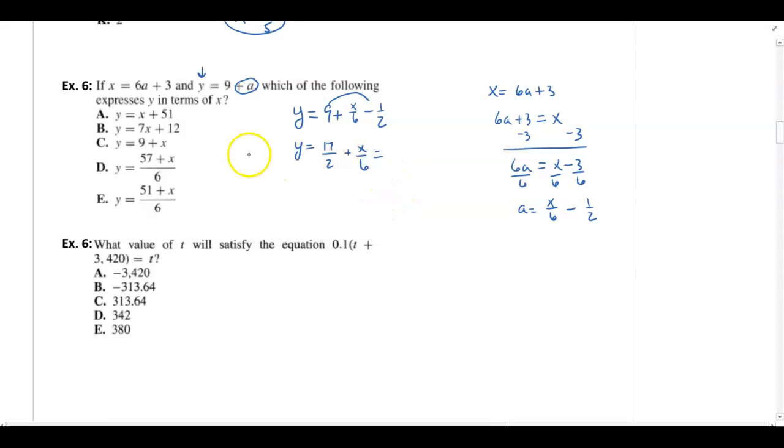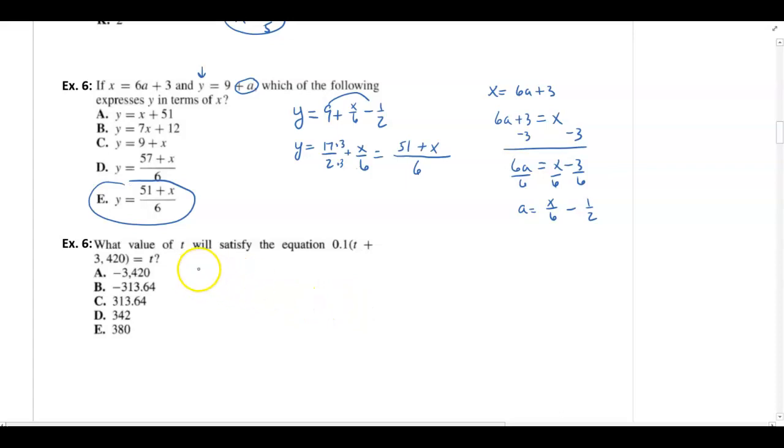But I have to notice that's really not an answer choice, is it? So what I'm going to do is find my common denominator. What's the common denominator between 2 and 6? That would be 6. Now, I have to multiply this denominator by 3, multiply the numerator by 3. It's going to give me 51 plus x all over 6, which is letter E. That's a tough problem, but one we could potentially get.